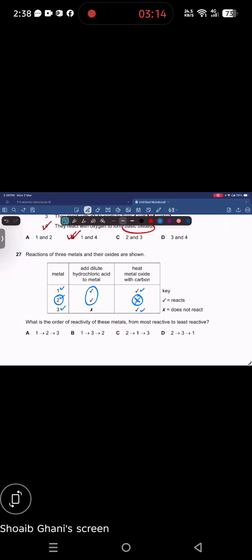Here, 2 as the most reactive metal is in C and D. A and B are not our choice, so we have to work on C and D. Now we have to check the reactivity between 1 and 3. The 3 is not reacting with dilute hydrochloric acid, so 3 will be the least reactive. So 3 is the least, 2 is the most, and 1 is in the middle. So C is the correct answer here.